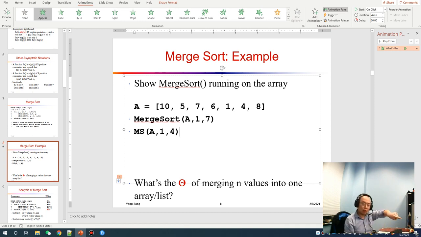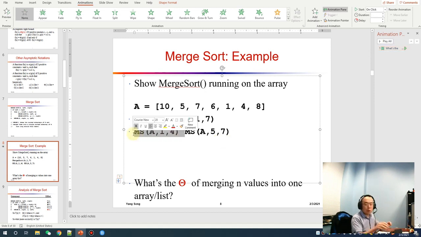From 1 to 4, so 4 values. And another one will be merge sort, and then A 5, 7. So we have A, and then from 5 to 7, so 3 values. So when we are doing a split, and if we are off by 1, the left one will grab one more value than the right one. Okay, this is my observation.